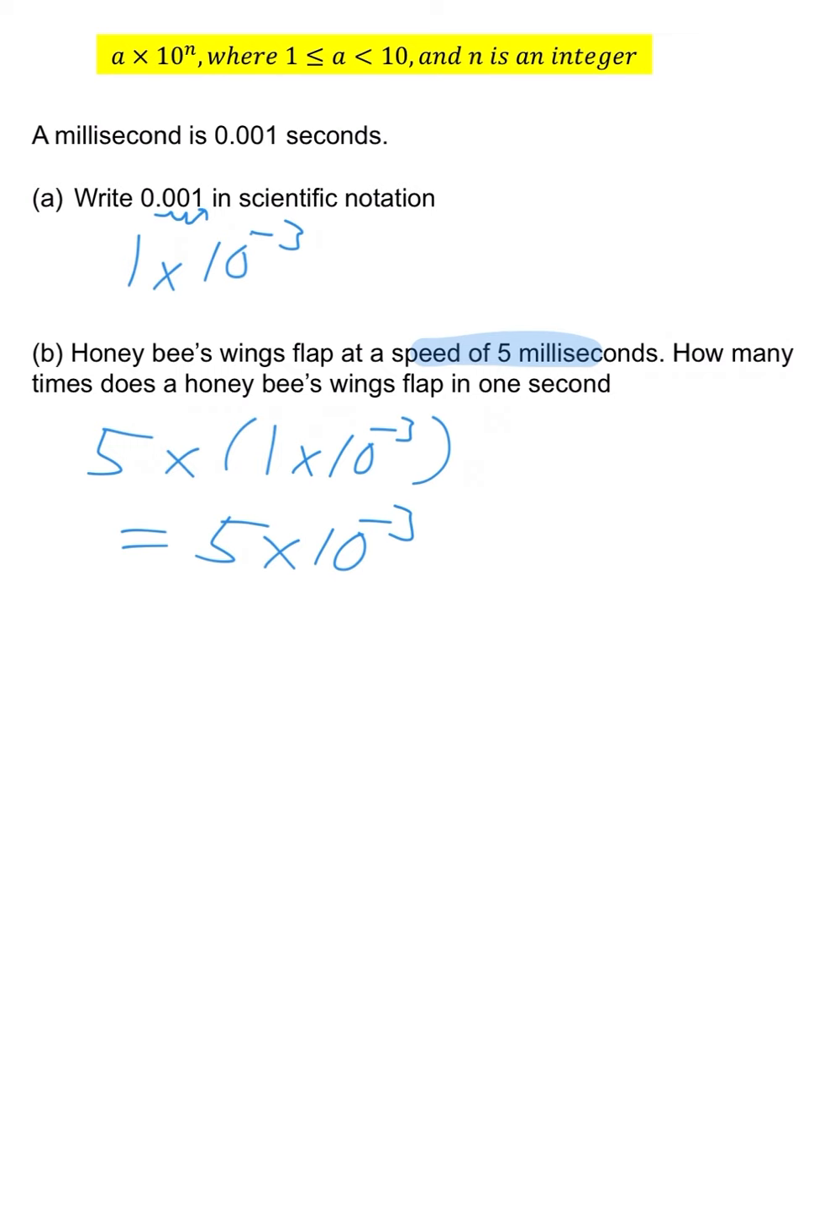Then we're asked, how many times does the bee's wings flap in 1 second? So then we're going to have 1 divided by 5 times 10 to the power of -3. So 1 second divided by 5 milliseconds. So putting that into the calculator, that will get us 200. And there's our answer.